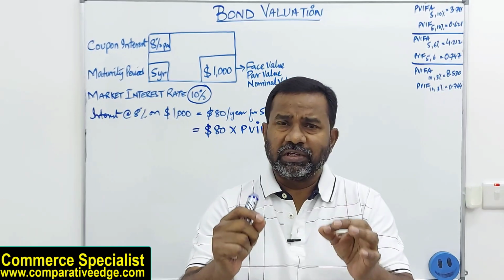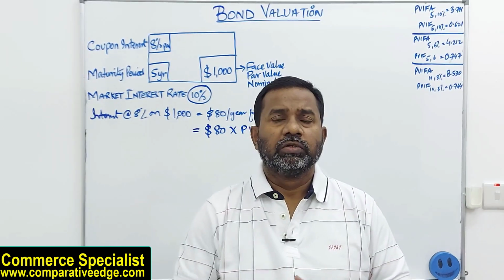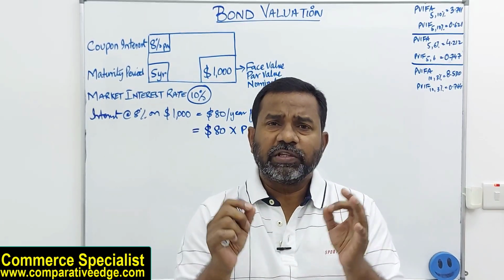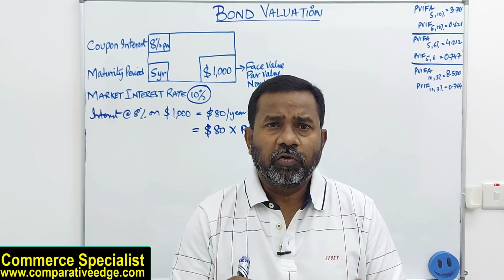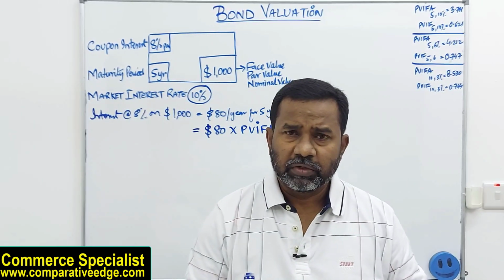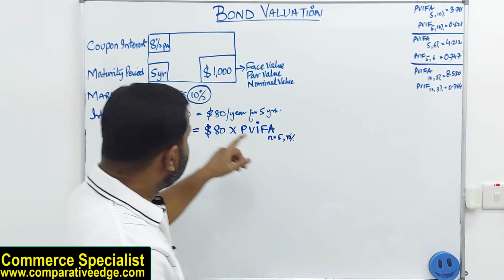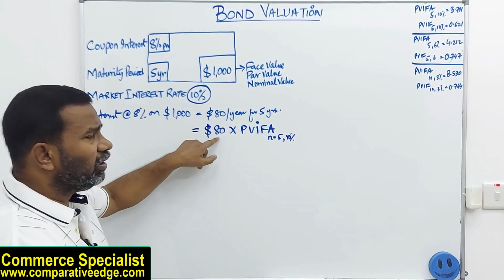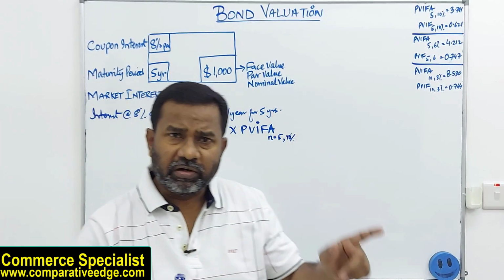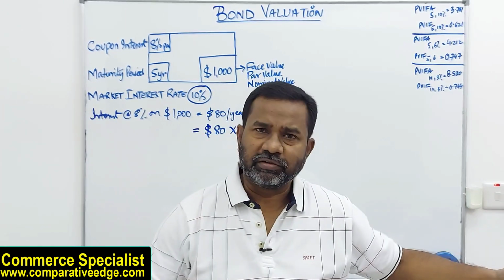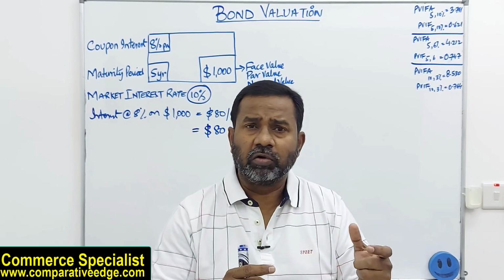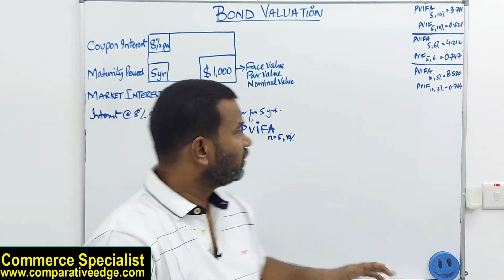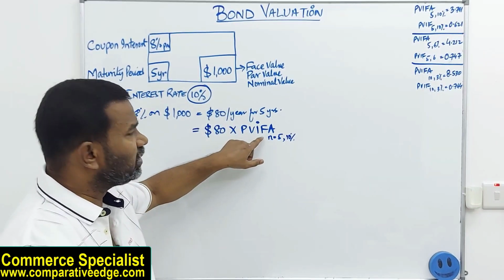So annuity needs a little explanation here. An annuity is a fixed amount paid or received for a fixed number of years. So the definition fits here. We are getting a fixed amount of $80 every year for 5 years. So the $80 is a fixed amount. We are getting it every year, not forever, but for 5 years. So that's why I'm going to use the annuity table.